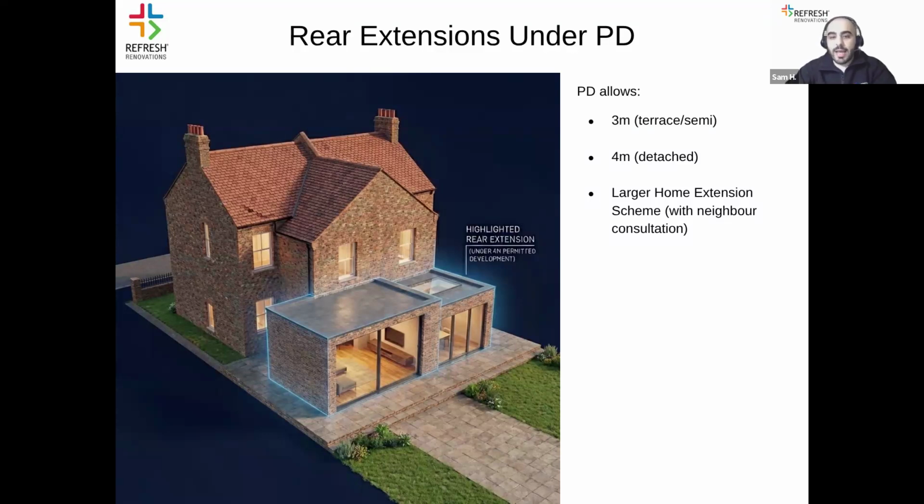It's noteworthy to add that the larger home extension scheme, which was introduced permanently in 2020, allows for a single story extension of up to 8 meters for detached properties or 6 meters for semi-detached and terraced properties without full planning permission, provided they are under 4 meters high and utilize prior approval to consult the neighbors.